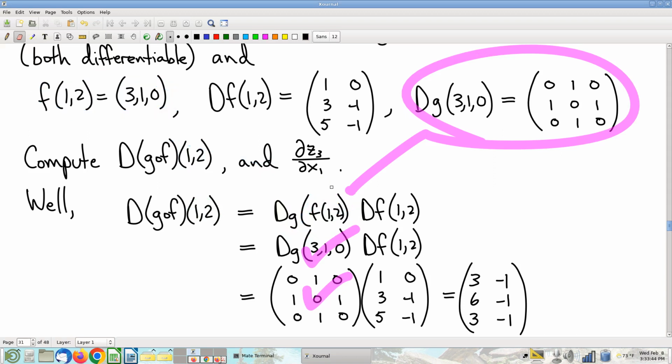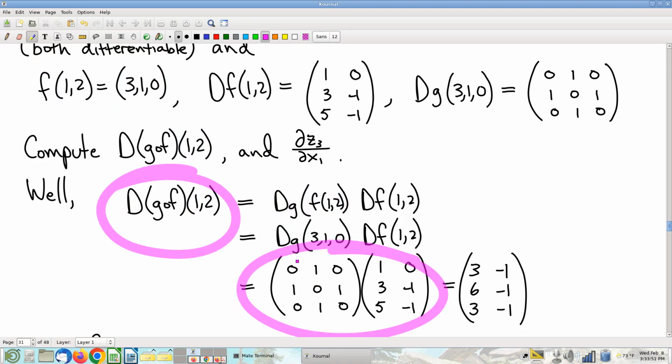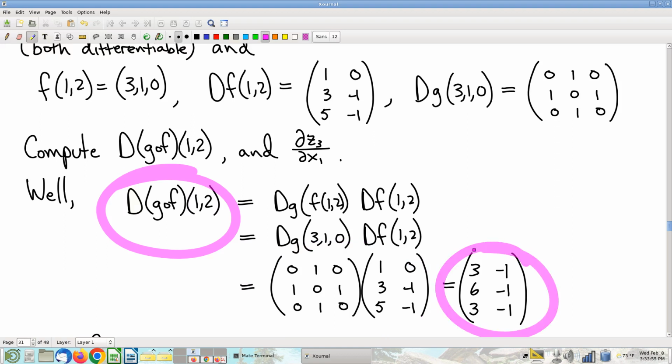And so, as we would probably have expected, finding this derivative of a composition is just a matter of taking the product of these two given derivative matrices and a little matrix multiplication, and there you go. And there's our matrix, the derivative of the composition. Is everybody happy?